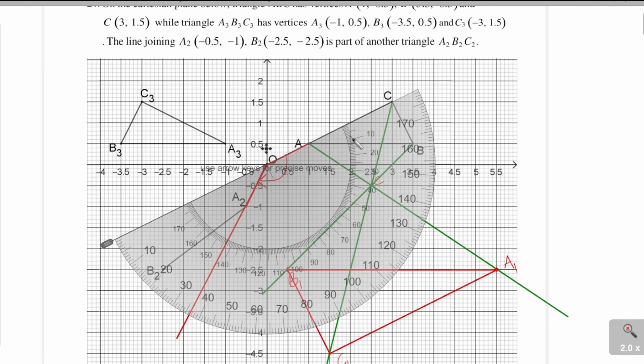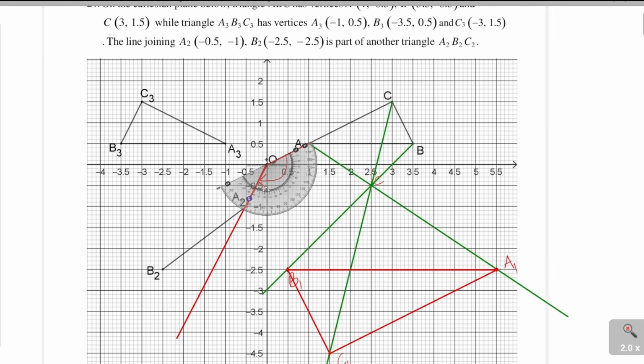So from here, you're measuring the angle from 0, this is 10, 20, 30, 40, all the way, this is 140, then this angle here is 143. So this is the angle that you're measuring here. So that is 143. That is actually the angle, 143.